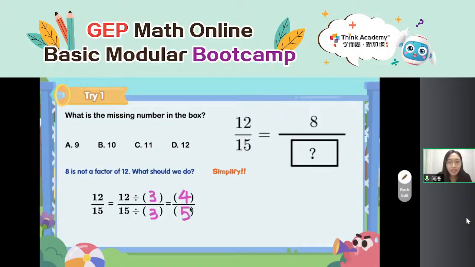So now following this, everyone think about it. 4 out of 5. How can we turn that into 8 out of something? So what is the something here? Have a try. A, B, C, D. Which one is your answer? Is it still very hard?